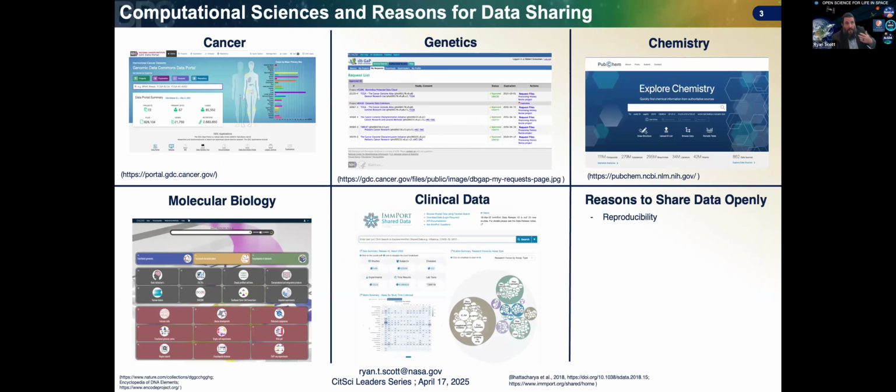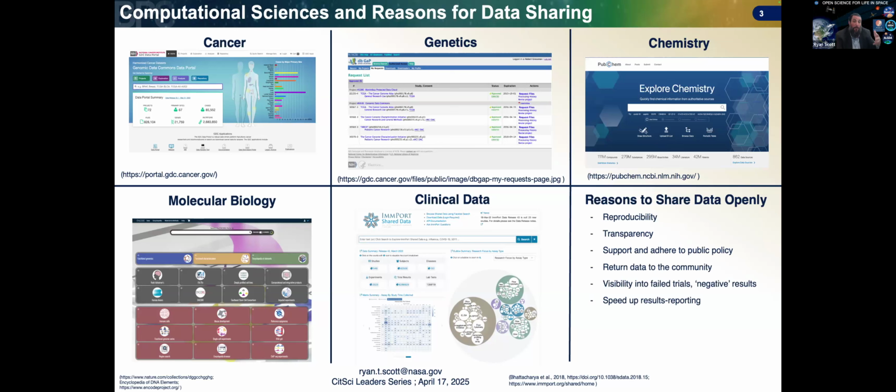And I think data sharing and access to that data sharing is so important on a number of levels. Reproducibility, transparency of results, to support public policy, to return data to the people that created it, to give credit. Visibility into negative, quote unquote, results, also failed clinical trials, speeds up results and reporting so that some of these studies don't take years and years, that data gets back quickly. Also education, the access for future generations to learn from the results on all the data.